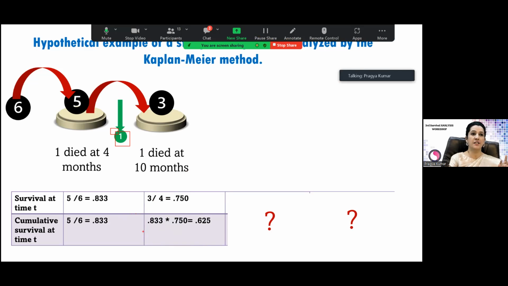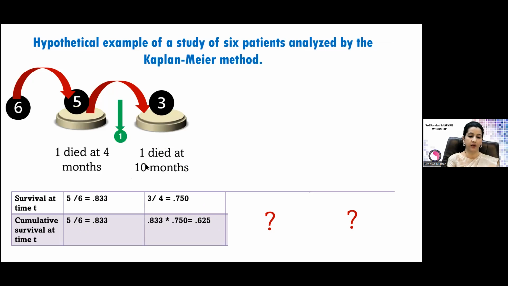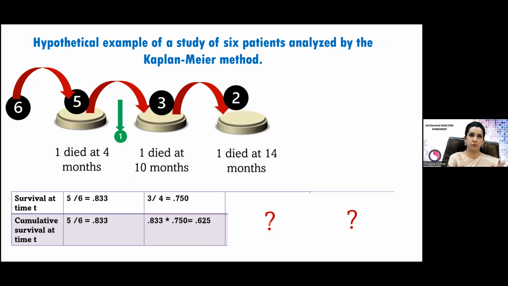So this is the conditional probability. So that's why this Kaplan-Meier is the product. So I will multiply this probability with this probability. So this is, again, the conditional probability of surviving during this 10 month, having survived till this 4 month. Then again at 14 month, 1 patient died. So it will be 2 by 3 because 3 remain. This is simple. Again, you will multiply it with the previous one.